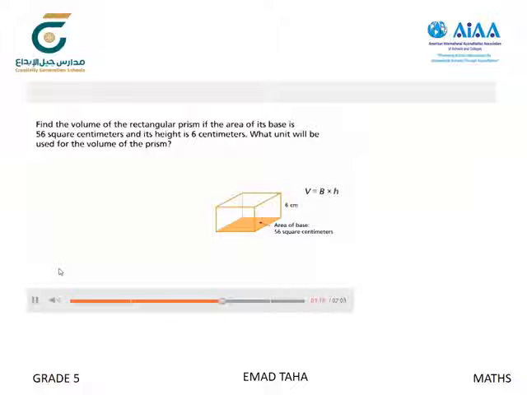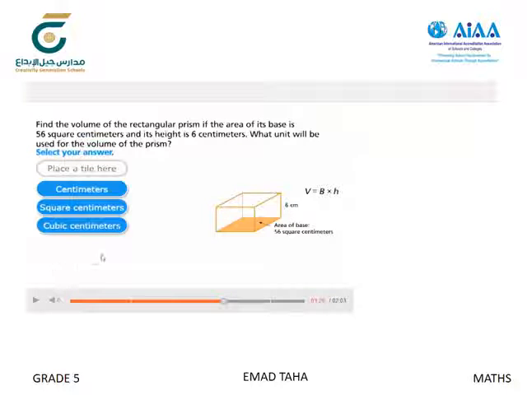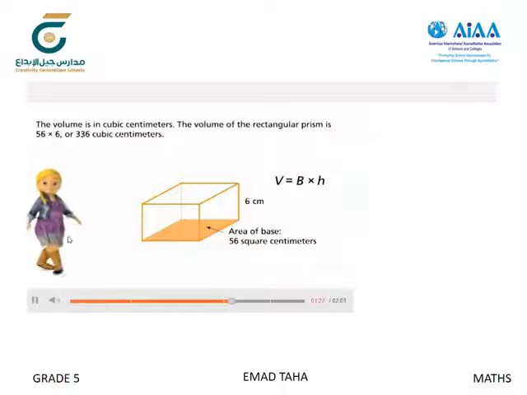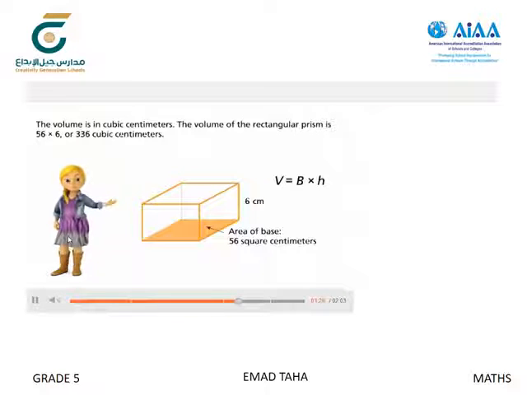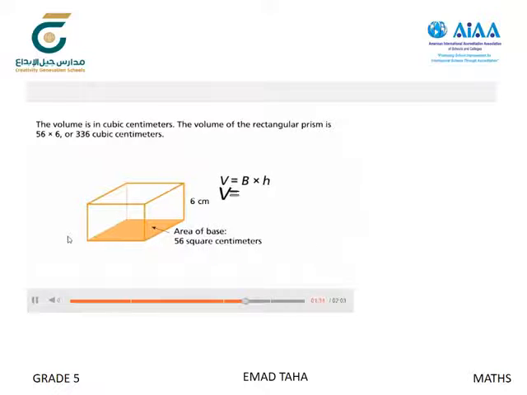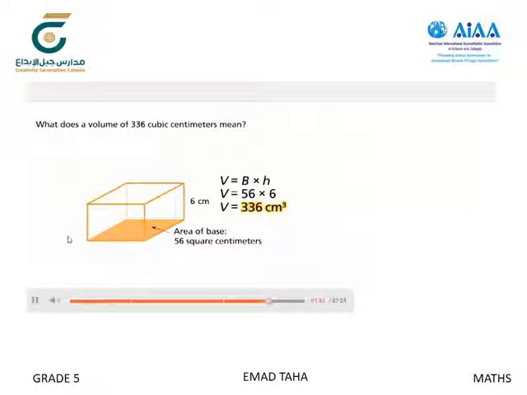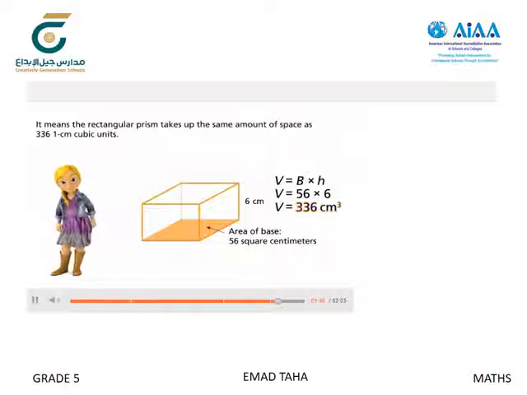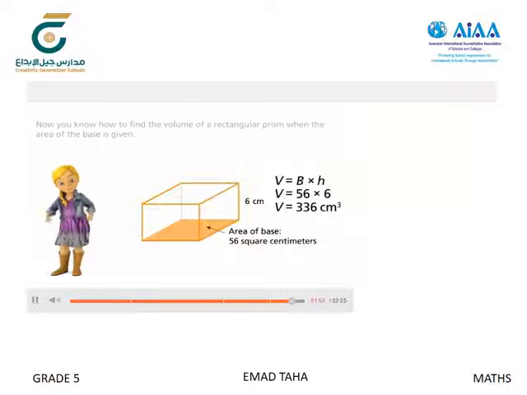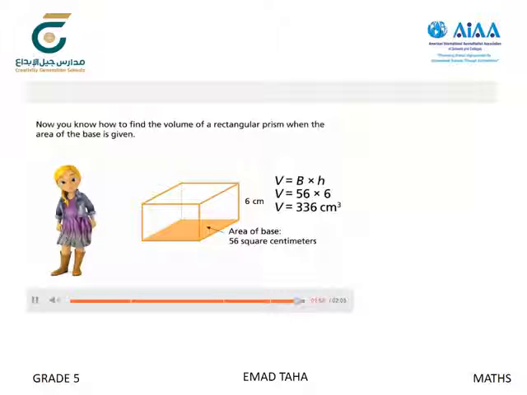What unit will be used for the volume of the prism? Select your answer. The volume is in cubic centimeters. The area of the base is given, so you don't need to calculate it. The volume of the rectangular prism is 56 times 6, or 336 cubic centimeters. What does a volume of 336 cubic centimeters mean? It means the rectangular prism takes up the same amount of space as 336 1 centimeter cubic units. Now you know how to find the volume of a rectangular prism when the area of the base is given.